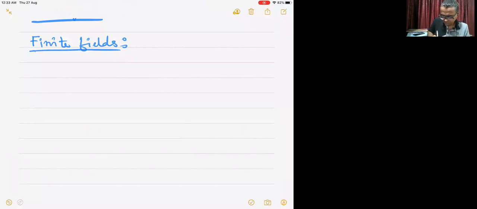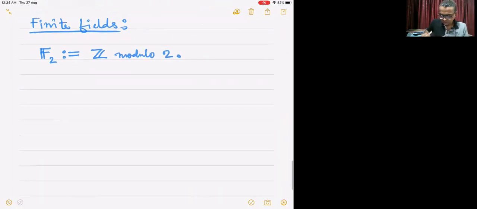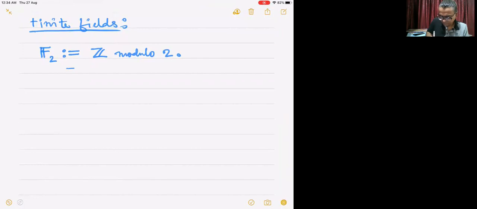So first example is what we call F2. F2 by definition is Z, the set of all integers, modulo 2. So what is modulo 2? Well, this by definition is the collection of 0 and 1. And what operations are we doing here?